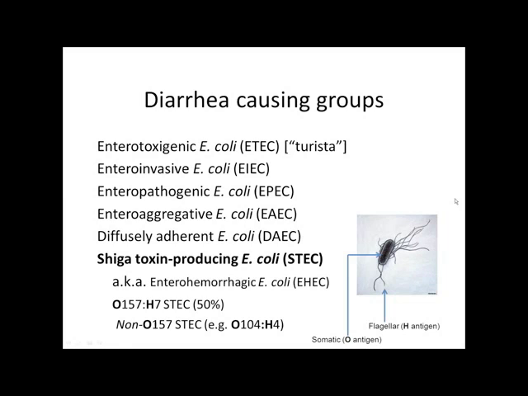The ones that we typically think of as causing hemorrhagic disease leading to HUS, or hemolytic uremic syndrome, are usually the O157 strains. But what we've seen in the last few years is an emergence of the non-O157 strains, such as what was seen in this epidemic, the O104:H4 strain.